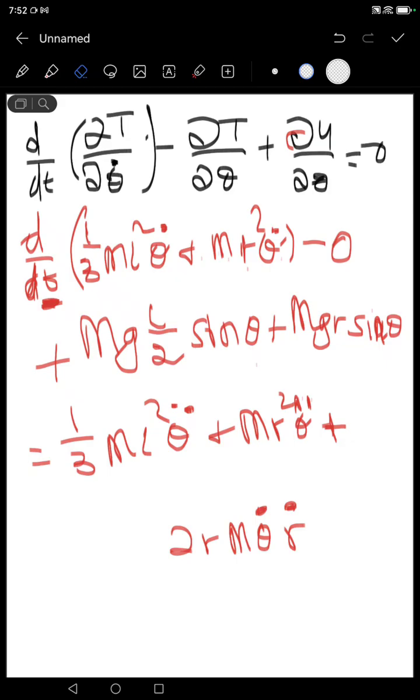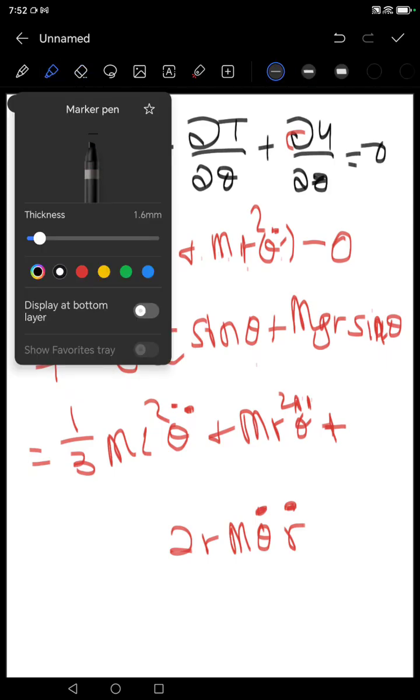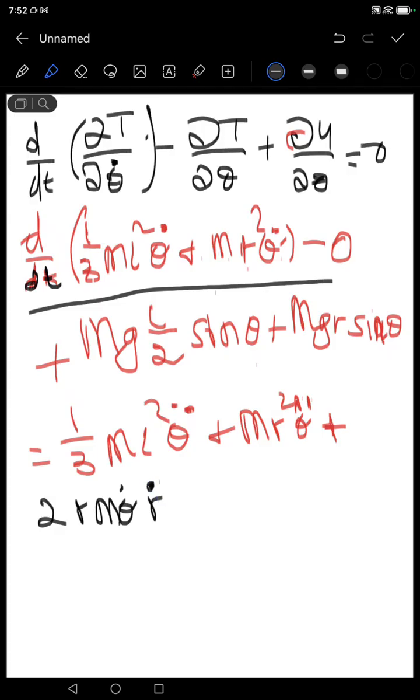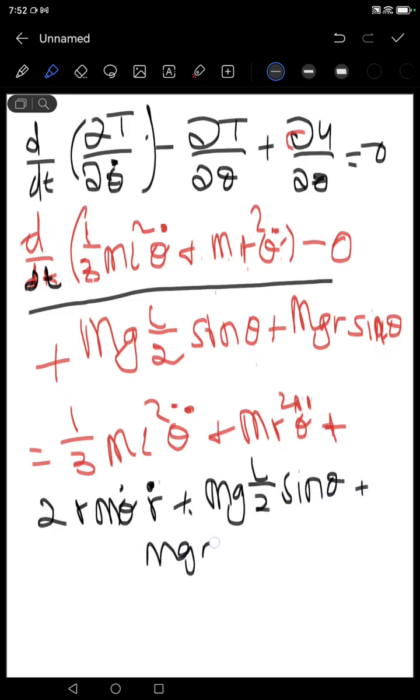We were differentiating with respect to time, and therefore we have 1/3 ml squared theta double dot plus mr squared theta double dot plus 2r m theta dot r dot. Okay, and then plus mgl over 2 sine theta plus mgr sine theta is equal to 0.